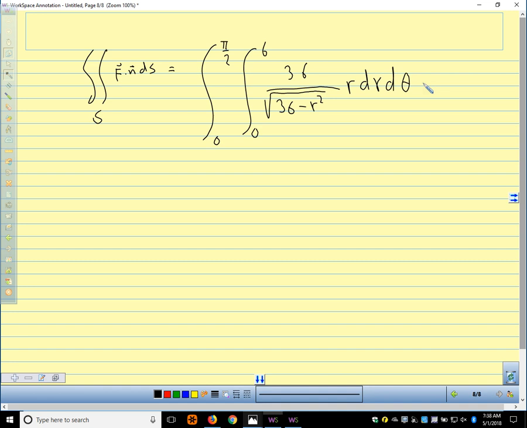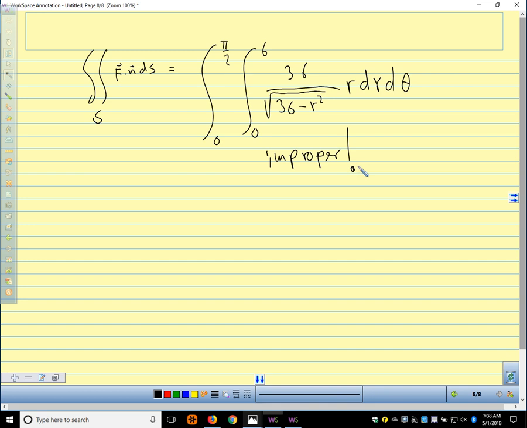All right, what do we have to be careful of here? This 36 minus r squared is in the denominator. Where's that going to give us a problem? When r equals 6. This is an improper integral. Yeah, we talked about going back to Calc 1, and now we're back in Calc 1.